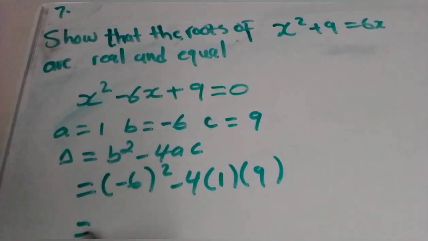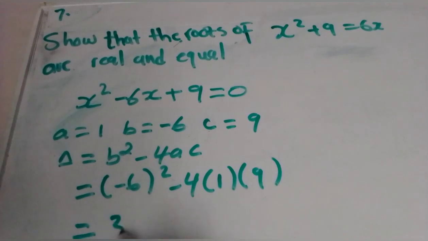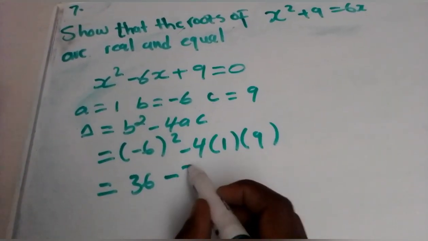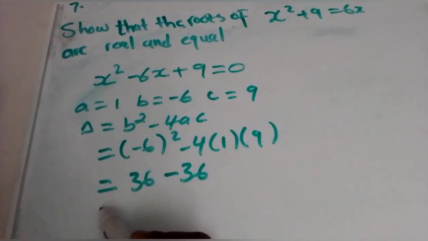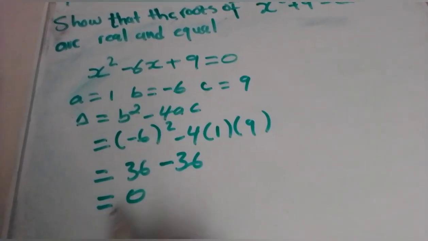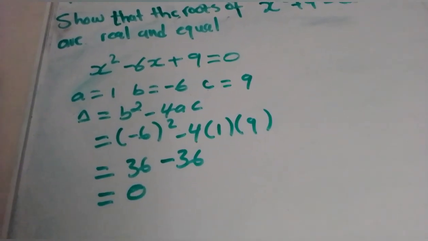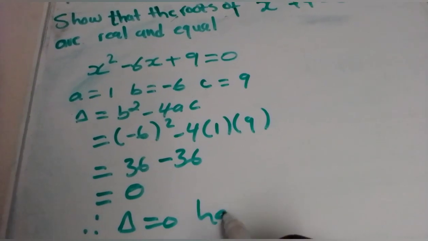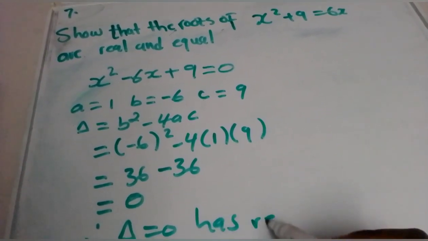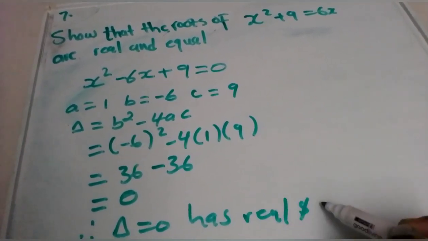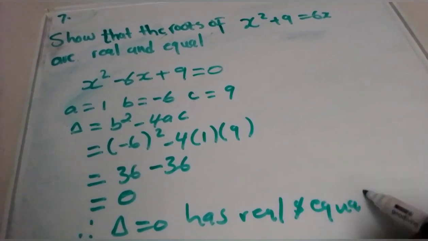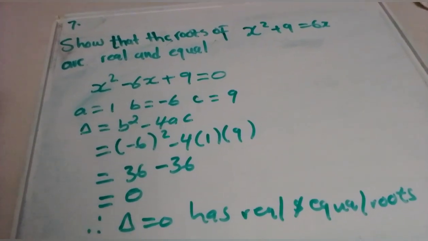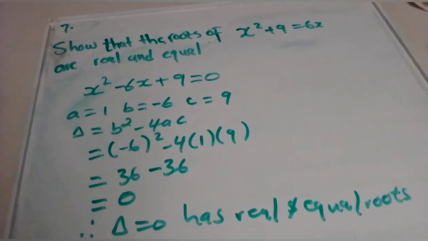Just use your calculator when you are here. You get positive 36. Now when you multiply that, you'll get negative 36. So here you will get 0. So don't forget to conclude based on what you are asked. Delta is equal to 0 has real and equal roots. Don't forget that you conclude based on what they asked you. So that's the answer. This is how you do it.